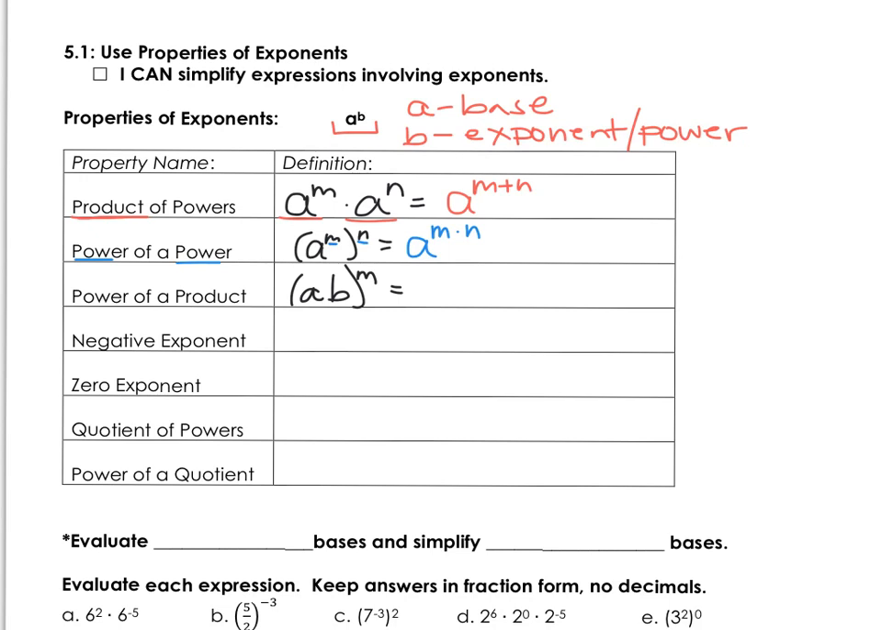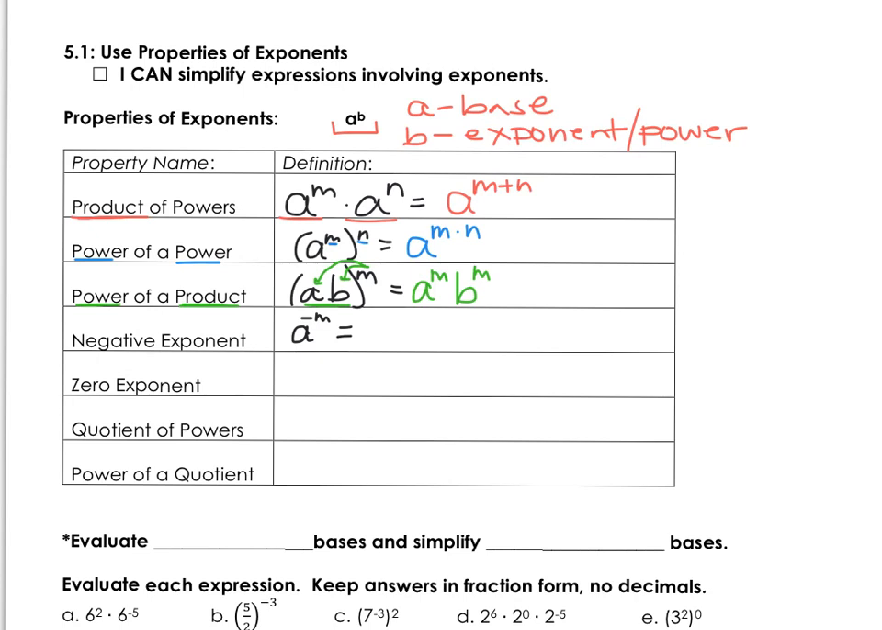Next, we have power of a product. Now notice there's only one exponent, but in the parentheses, there's a product of things happening. It says AB in the parentheses to the m power. If an exponent is on the outside of a parenthesis and there's a product on the inside, notice it's not addition, but it's a times b. That means each unique base on the inside will get that exponent. So that means a to the m power times b to the m power. So remember, this doesn't work for addition, and we've talked about that quite a bit this year.